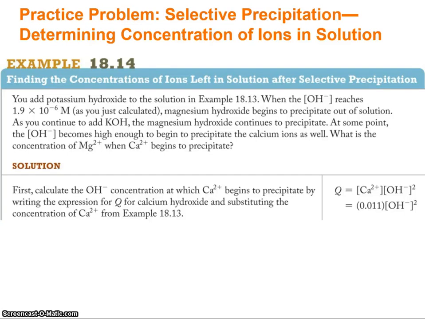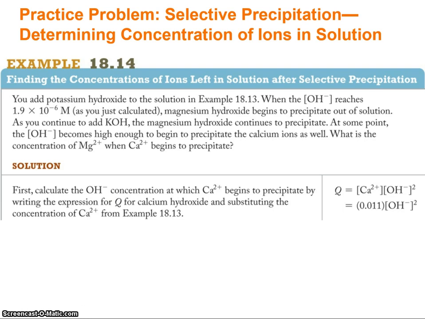Let's look at another selective precipitation problem. If we've got potassium hydroxide, in the previous example, when the hydroxide ion concentration reaches 1.9 times 10 to the minus 6, the magnesium hydroxide begins to precipitate out of solution. As we add potassium hydroxide, the magnesium hydroxide continues to precipitate. At some point, the hydroxide ion concentration becomes high enough to begin to precipitate the calcium ions as well. What is the concentration of magnesium 2 plus when the calcium begins to precipitate?